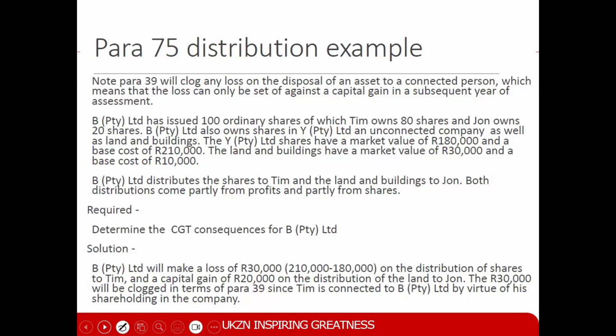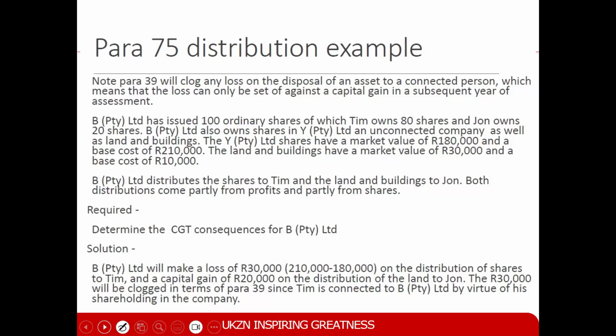So remember here what happens: we've got B, which has 100 shares in issue. 80 are owned by Tim, and then 20 are owned by John. Now B owns shares in Y Ltd, which is unconnected, and they also own land and building. So what happens in this case? Now they distribute shares to Tim and land and building to John. So both distributions come partly from profits and partly from share capital. Now required: determine the CGT consequences for B Ltd.